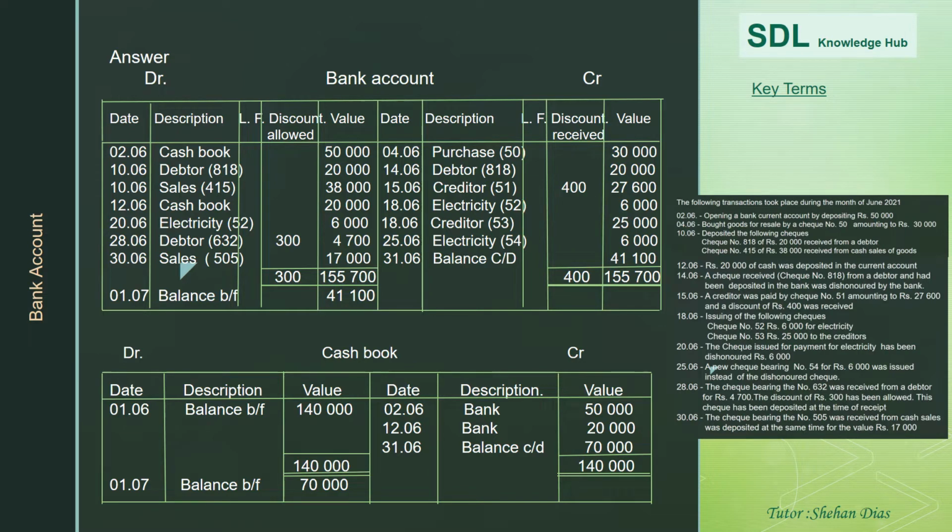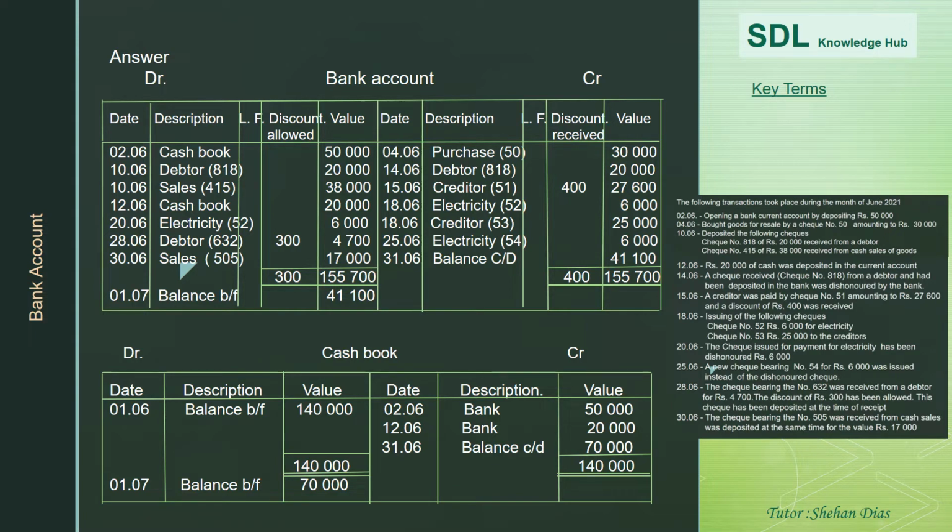Then on the 12th, rupees 20,000 of cash was deposited in the current account. So that means the cash book balance will reduce. So cash book will get credited for 20,000 and the bank account, stating cash book, will get debited for 20,000.